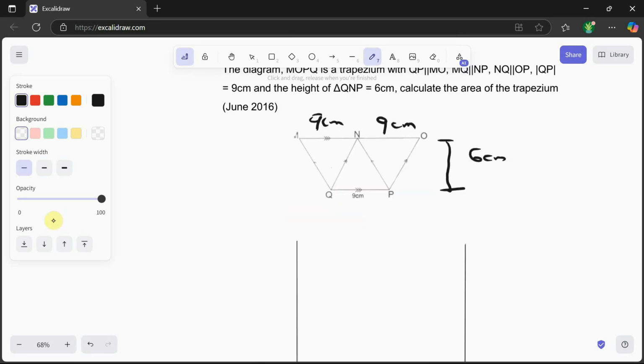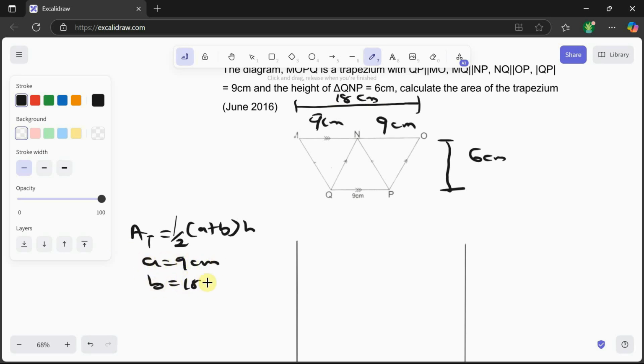So what do we know as the formula for the area of trapezium? We say the area of trapezium is half (a plus b) h. Our b here is 9 plus 9, which is 18 centimeter, right? So we can say a is equal to 9 centimeter, b is equal to 18 centimeter, h is equal to 6 centimeter.